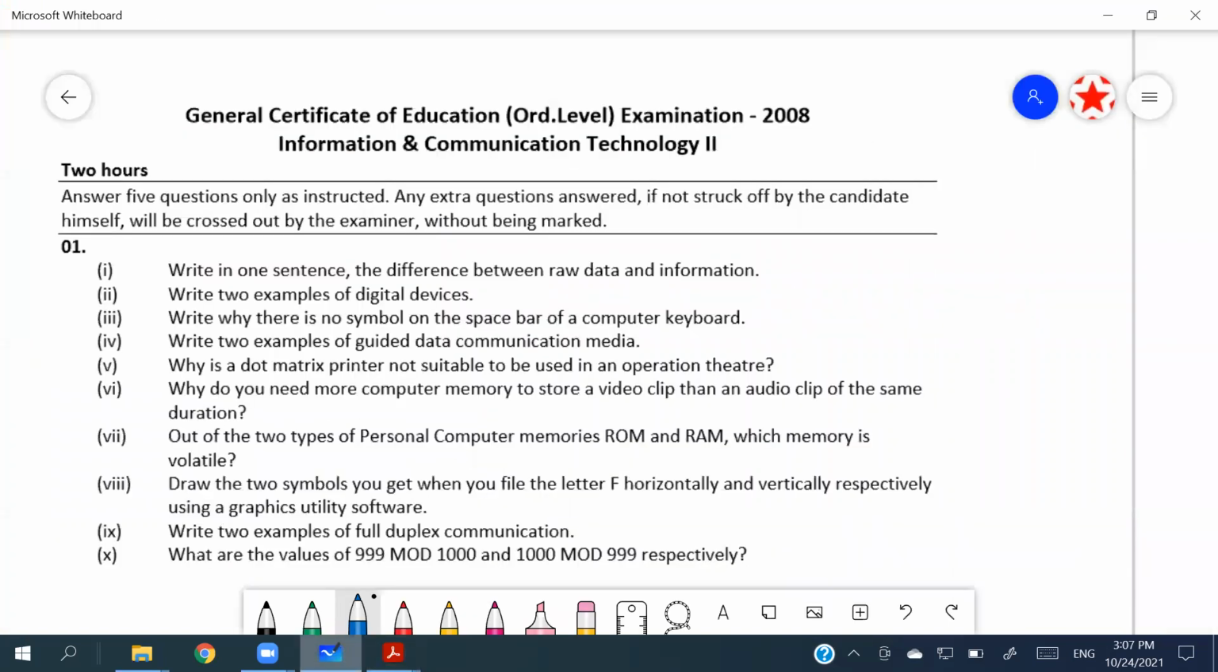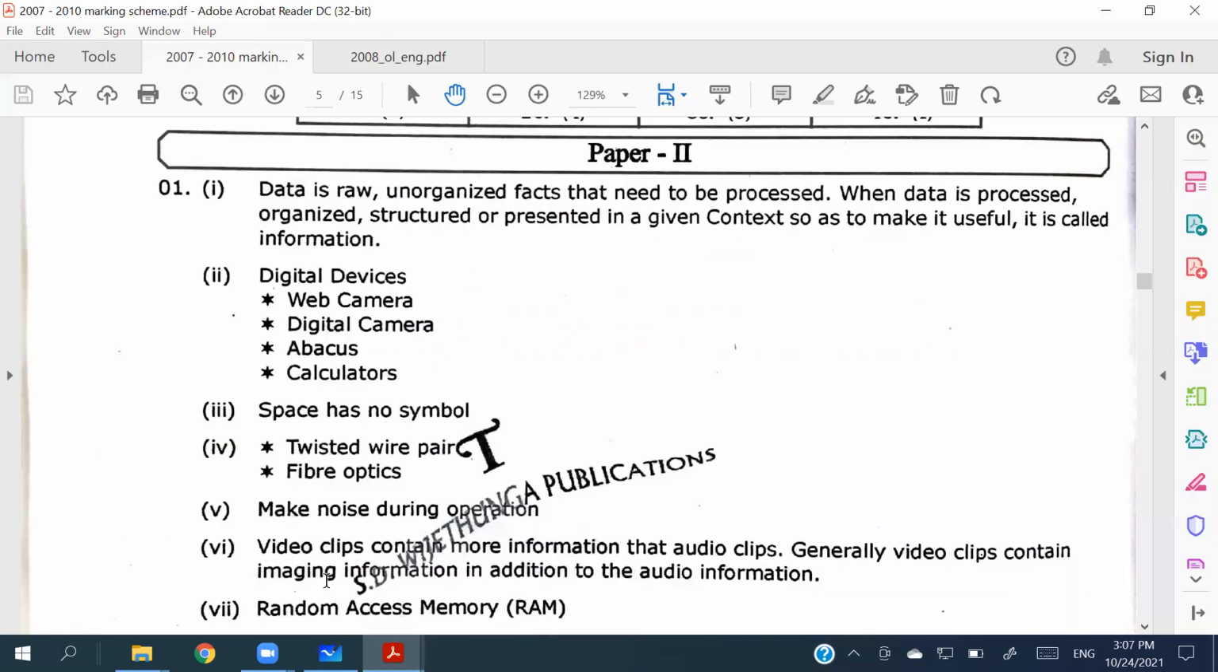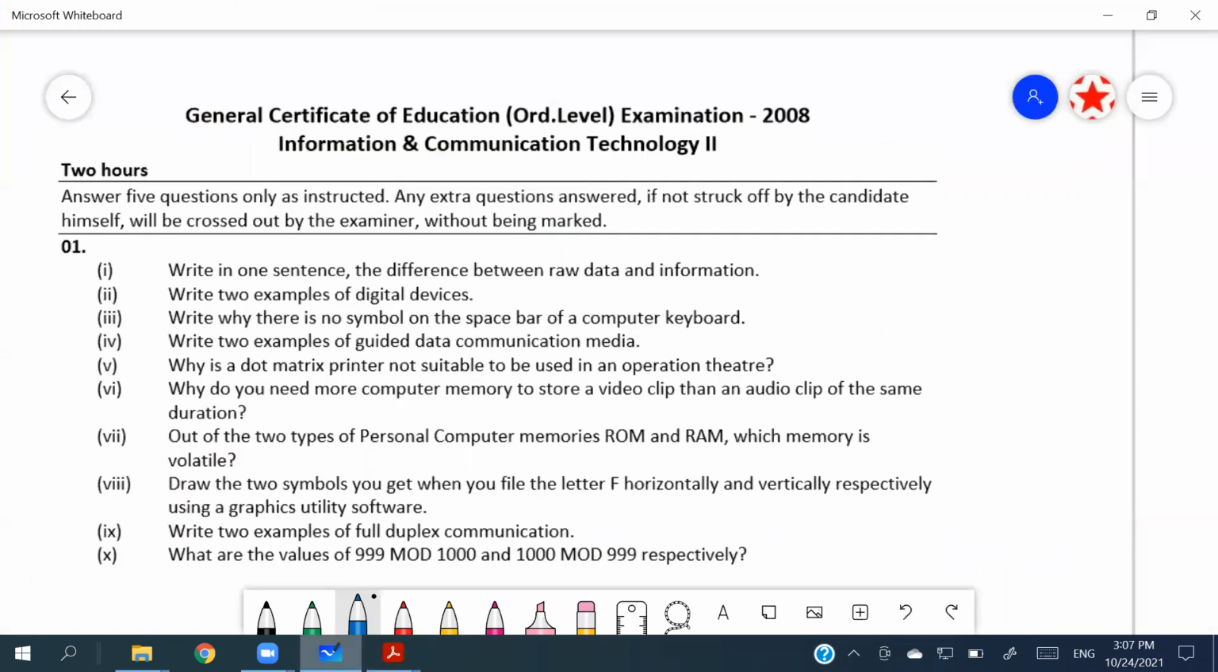And the second question, write 2 examples of digital devices. I know these are very easy. You can say computers, web cameras and mobile phones, digital cameras. They have written abacus. Abacus is not a digital device, people. It's a manual one, so abacus should not be there. And calculators, tablets, any kind of things. You can collect 2 marks if you give 2 digital devices for the second answer. If you got any alternative answers, just let me know, then I'll tell you whether it is correct or not.